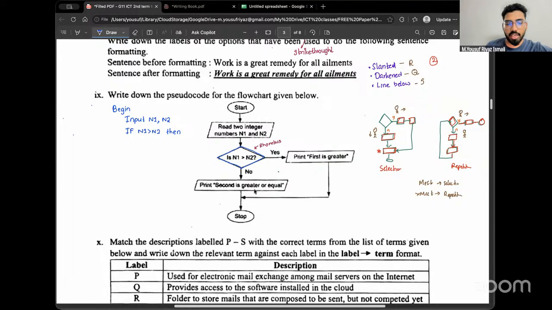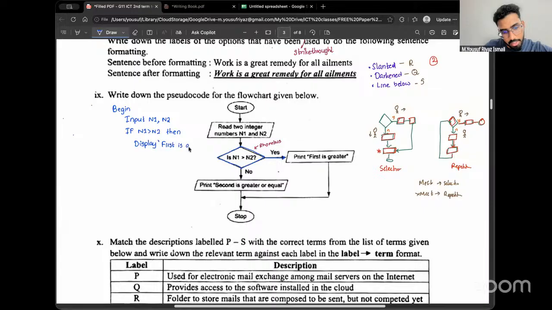Now in this question, if the condition is true, we have to follow the yes part or the no part. Which one represents the idea of true? Yes or no? Which direction represents the idea of true? Correct. True means yes. So if n1 is greater than n2, then you have to print first is greater. So you can use a word called print, or you can use a word called display. You can use a word called output. Any synonym is fine. I hope you all know the meaning of the word called synonym. So if you use any synonym, it's completely fine. So I'm going to mention it display first is greater.